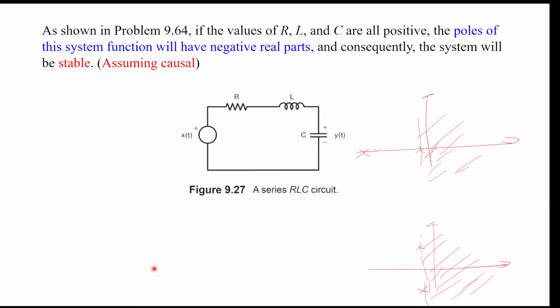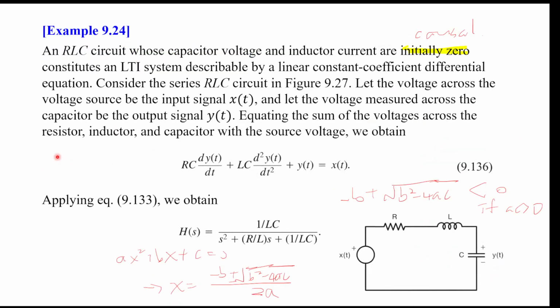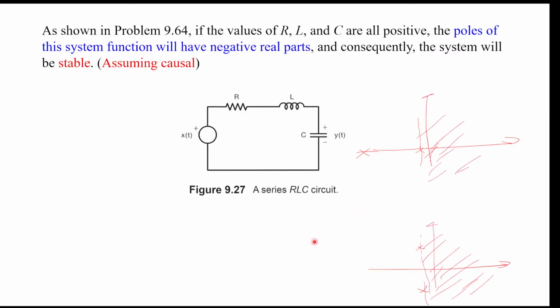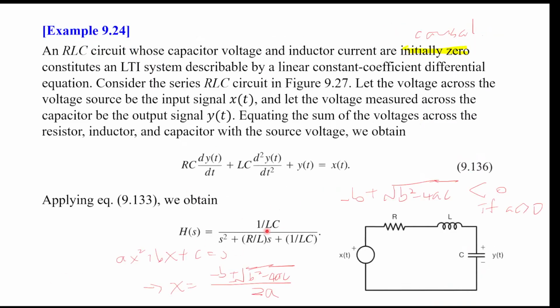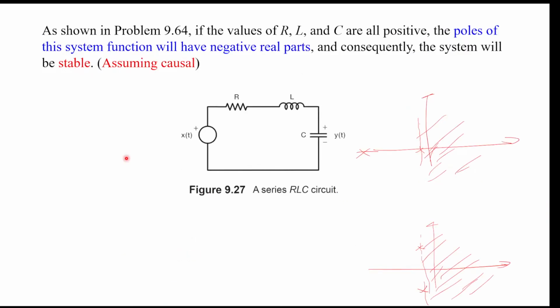And you can determine the properties of the system by looking at the position of those 2 poles. The position of the poles will depend on the constants R, L, and C. One thing you can determine pretty quickly is that if your R, L, and C are all positive, then the poles, by solving this quadratic equation, will have a negative real part.